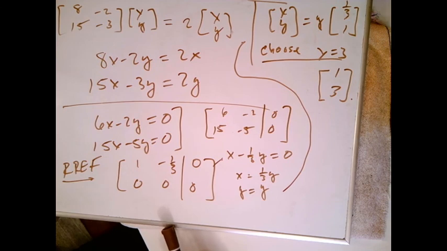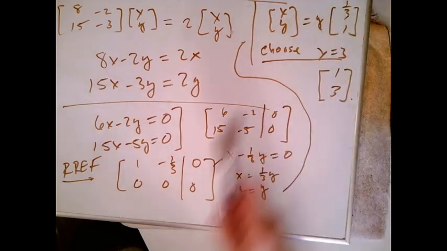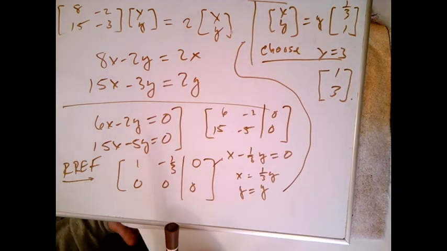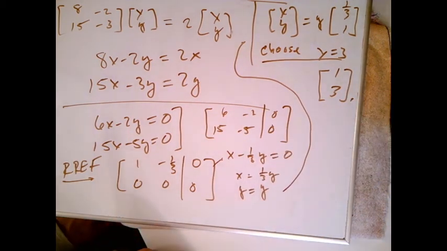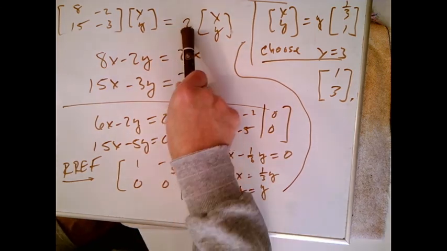What we found out, by the way, is that there's an infinite number of eigenvectors, but they're all multiples of one basic one. The basic one I chose was when y equals 3, so I get nice numbers, and I picked 1, 3. What I would like you to do for the next activity is to find the eigenvectors when the eigenvalue is 3.